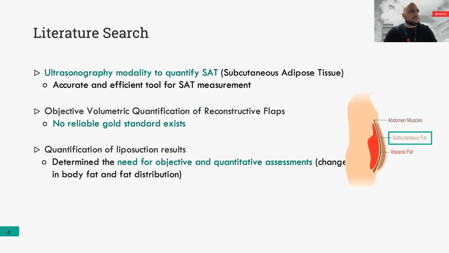A series of reviews were conducted to elucidate current literature on ultrasonography technique regarding adipose tissue measurement, objective volumetric quantification of reconstructive flaps, and quantification of liposuction results. As a summary for these reviews, they suggest three main key findings. First, that ultrasound can be used as a method for accurate and efficient quantification of subcutaneous adipose tissue. Second, that no reliable gold standard exists in volumetric quantification. And lastly, there is a need for objective and quantitative assessments to measure changes after fat-based procedures.